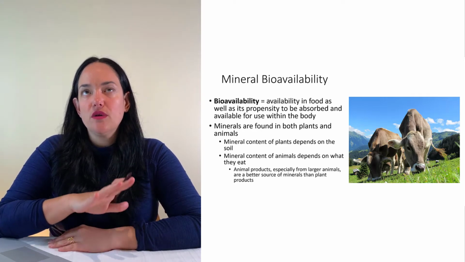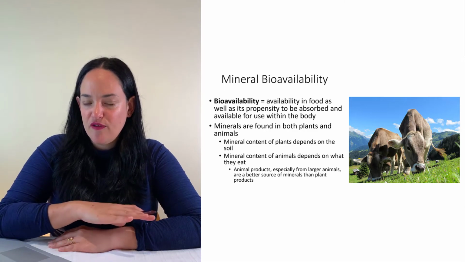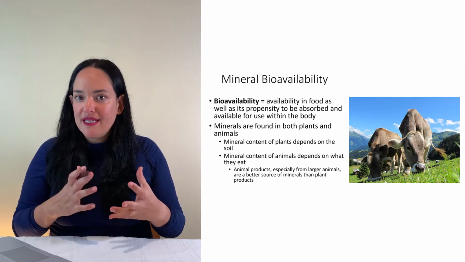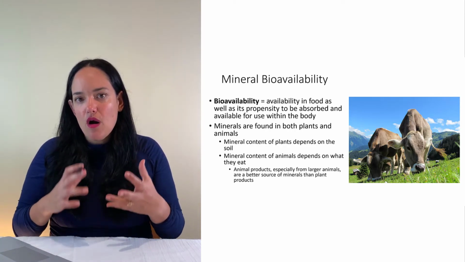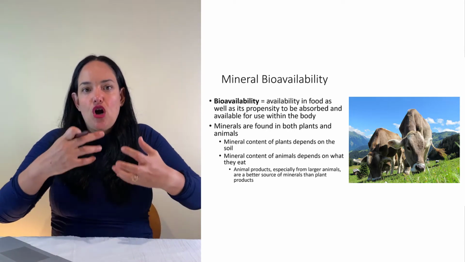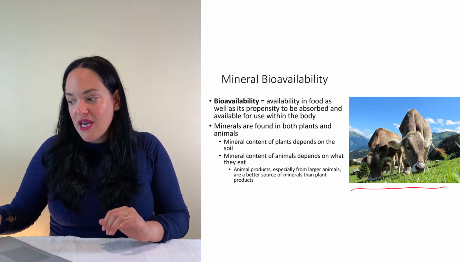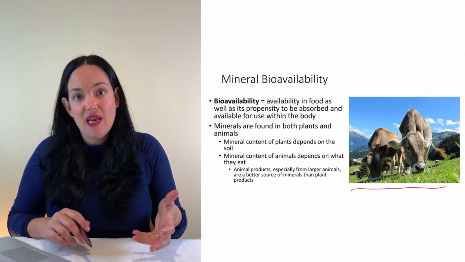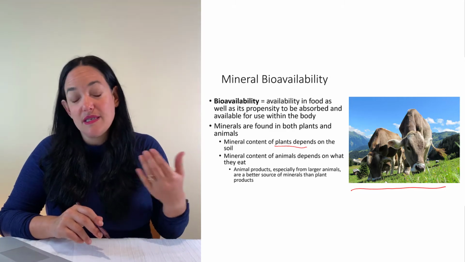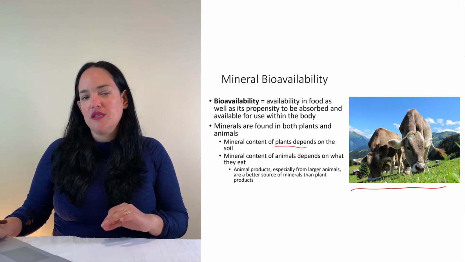Minerals are not equally available from all foods. There are certain things that negatively impact mineral availability, whereas other things impact it positively. Minerals can be found in both plants and animals, but they typically are more available from animal products. That is because animal products concentrate minerals the more they eat other things. The mineral content of an animal product is going to depend on what that animal eats. When it comes to plants, the mineral quality of that plant depends on the soil it was grown in. So the soil quality is so important for the mineral content of plants.